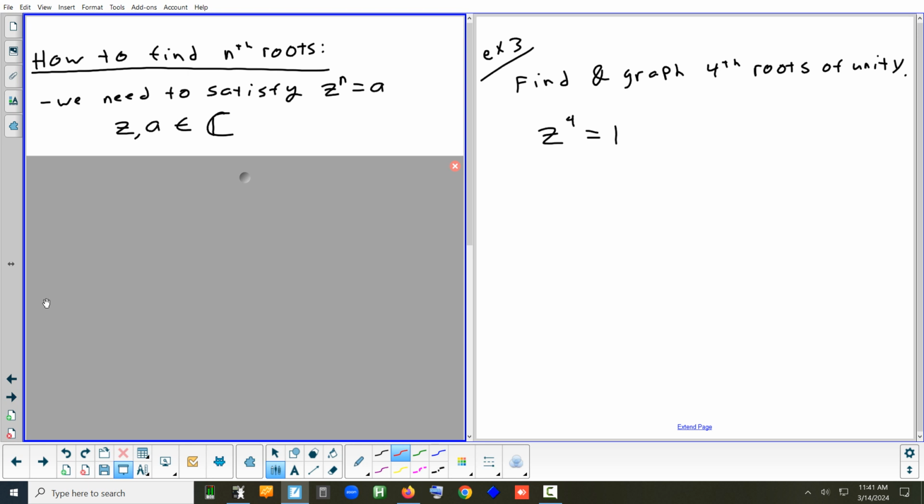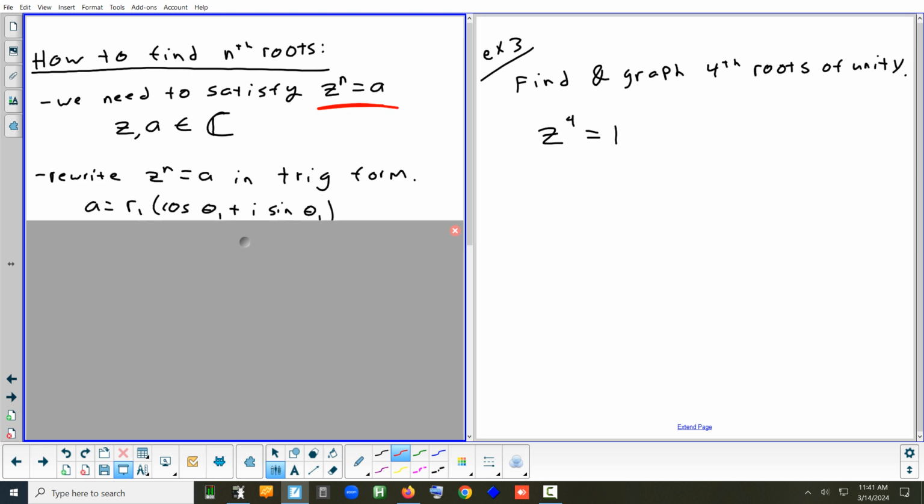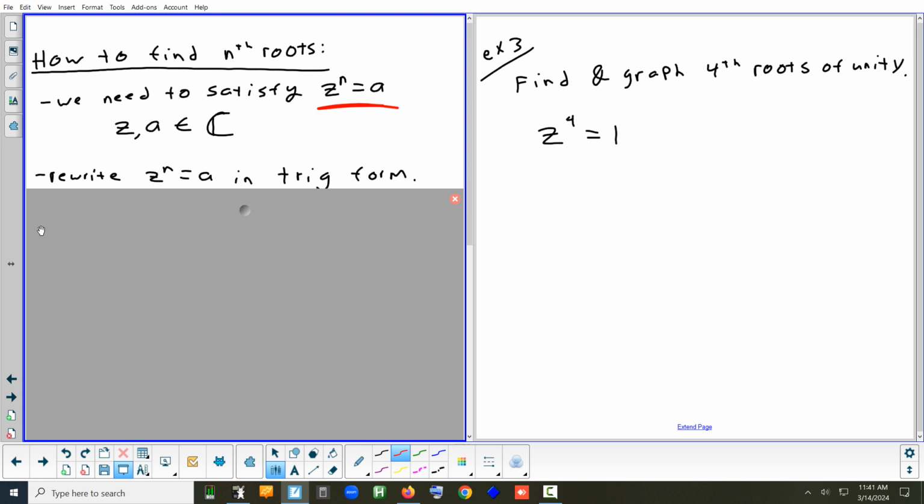Okay, so we're trying to solve this equation. That's what that step means. You gotta solve that equation, but remember, a and z can be complex numbers. We're not dealing with just the real numbers anymore. We're dealing with complex numbers. That's what this means. A and z are elements of the complex number system. You need to rewrite that entire equation in trig form.